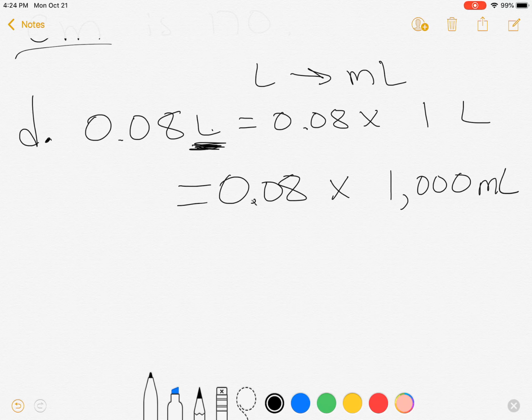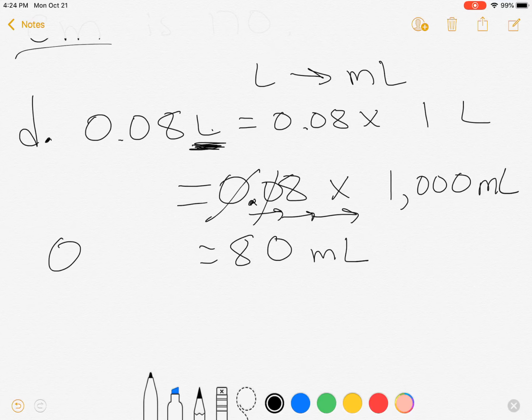Okay, so now move it 3 places. 1, 2, 3. So do we need these zeros before the 8? No. So it's 80, what? Milliliters. Okay, so 800 liters equals 80 milliliters.